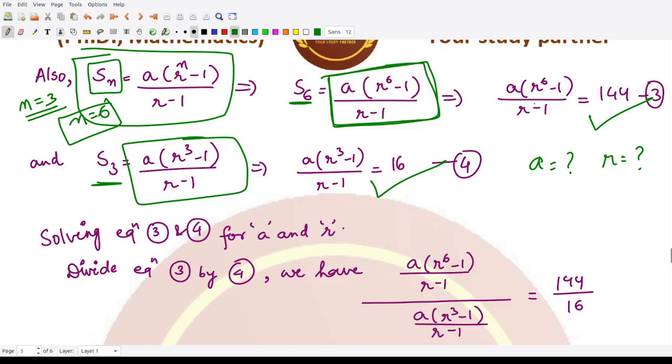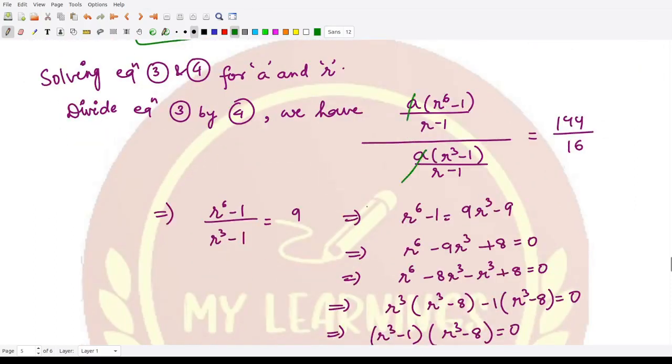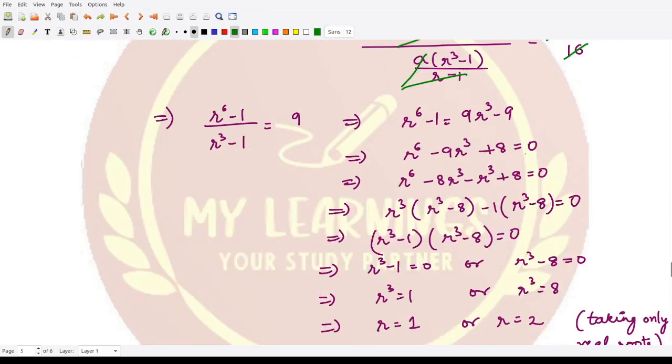So you see here, when you divide equation 3 by equation 4, what do we have? We have this term divided by this term is equal to this term divided by this term, correct? So this a and this a cancel, r minus 1 cancels with r minus 1, so we are left with r to the power 6 minus 1 divided by r cube minus 1, and this cancels with each other and we are left with 9. We can cross multiply, we can simplify the terms, right? So this becomes our quadratic equation in r cube. So basically you can write it like this: r cube raised to power 2 minus r cube plus 8 is equal to 0. So from here you can calculate what is the value of r cube.